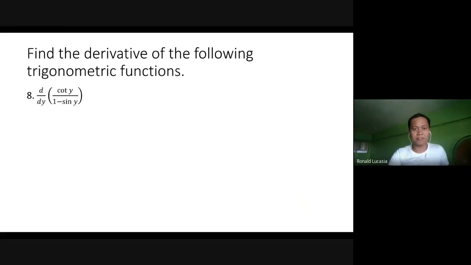Okay? Number 8. Go. Ang daming tahimik, hindi nagsasabi ng sagot. Nahihirapan pa din.